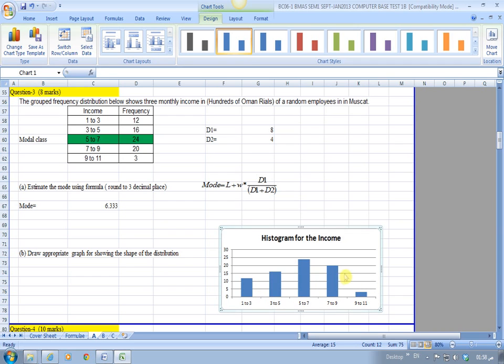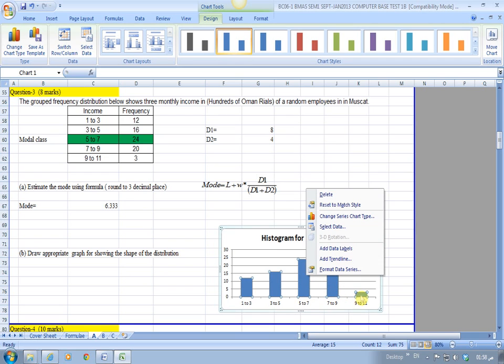Here the question is a histogram. We need a histogram, and here it is still a column chart because there are gaps, so you need to remove these gaps. Just right click any of the columns. This is a column, the colored one is a column.